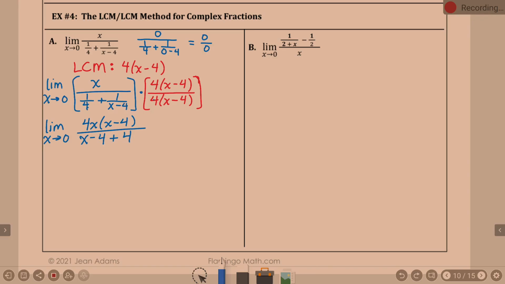A couple of cleanups, and we're going to be there. First of all, does this look nicer? It definitely should look nicer, right? On top, for the moment, I'm going to leave it as 4x times x minus 4. Still doing the limit. The denominator? The 4 is canceling, you're just left with x.